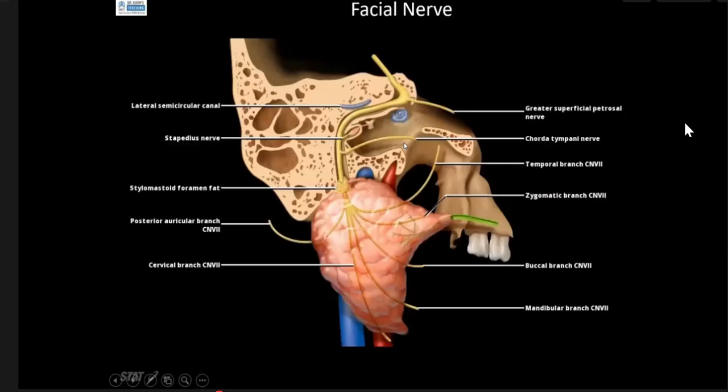So it supplies? Sir, the chorda tympani nerve supplies anterior two-thirds of the tongue taste receptors.